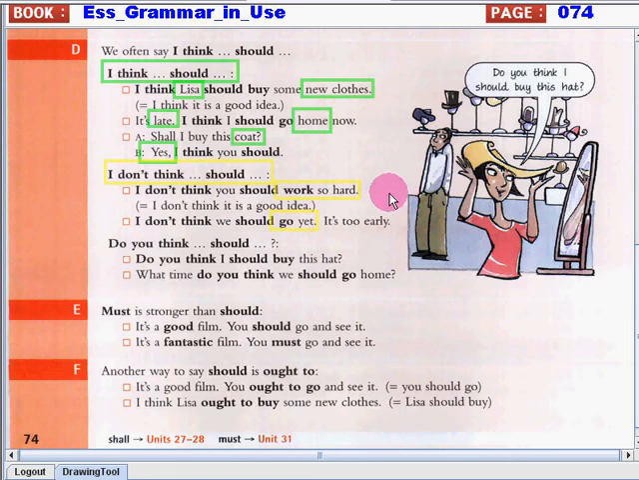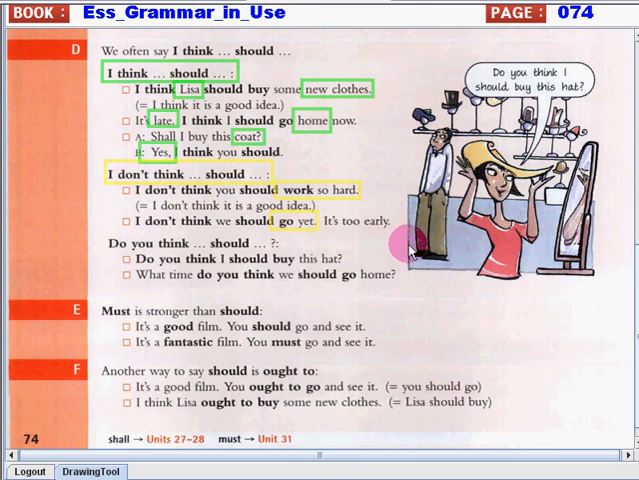Let's have the first example. I don't think you should work so hard. That means I don't think it is a good idea. That means the subject should not work so hard. In the opinion of the speaker, it's not a good idea. Next. I don't think we should go yet. It's too early. In this sentence, you're saying, in your opinion, you think it's still too early, so you should not go yet. Now let's go on to the question sentences.